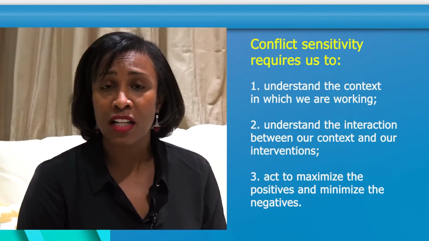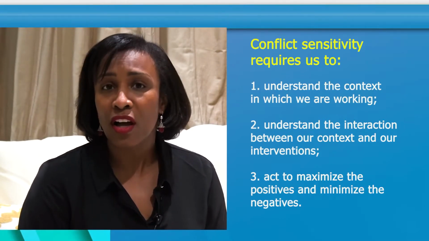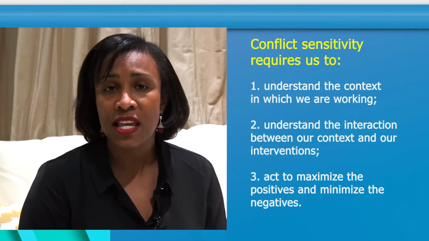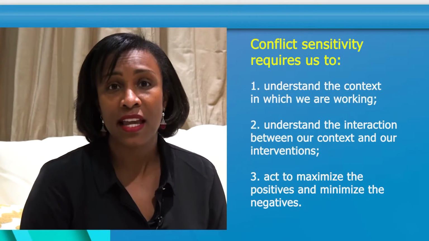Conflict-sensitive approaches require us to understand the conflict context in which we're working, to understand the interaction between that conflict context and our interventions, and then to act accordingly to maximize the positives and minimize the negatives. What does this mean? In that first podcast, we defined each of those steps and what is required in order to make sure that we're conflict sensitive. Today's podcast will focus on the first step, which is looking at the role that conflict analysis plays in the implementation of a conflict-sensitive program.